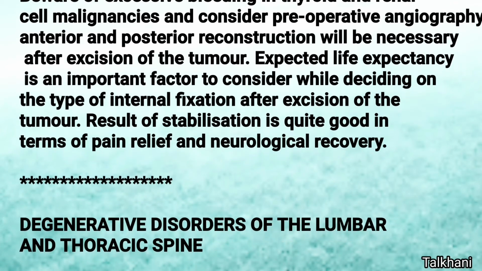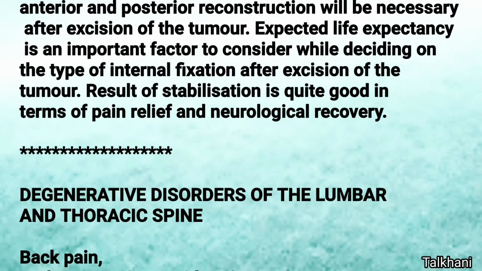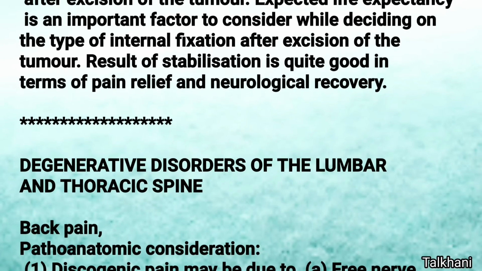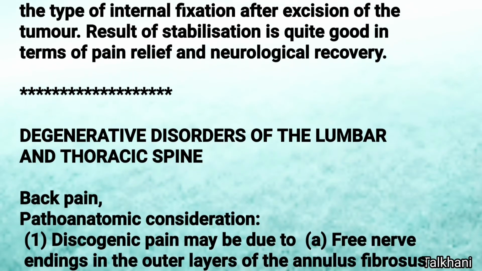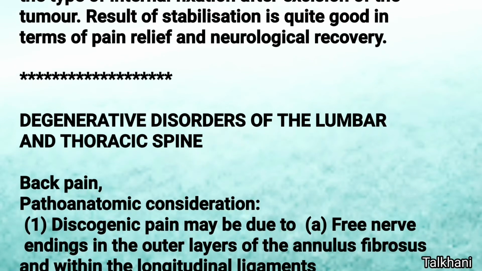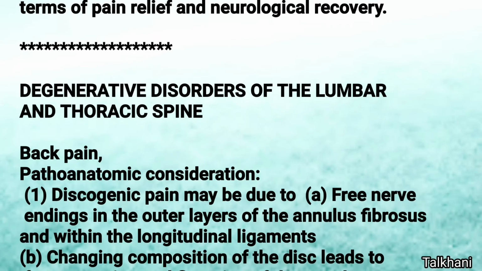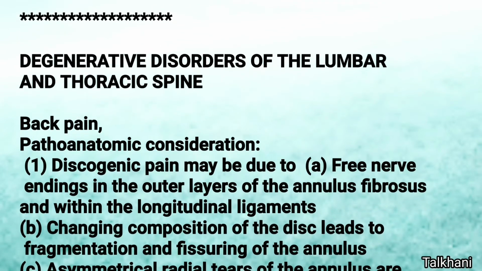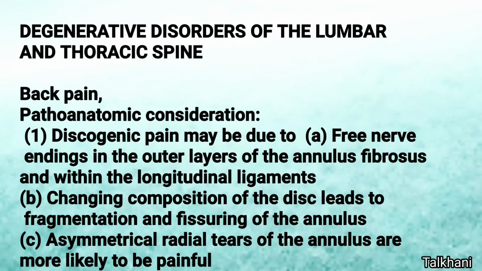Degenerative disorders of the lumbar and thoracic spine. Back pain can be due to various factors. Number 1, discogenic pain may be due to A, free nerve endings in the outer layer of the annulus fibrosus and within the longitudinal ligaments. B, changing composition of the disc leads to fragmentation and fissuring of the annulus. C, asymmetrical radial tears of the annulus are more likely to be painful.